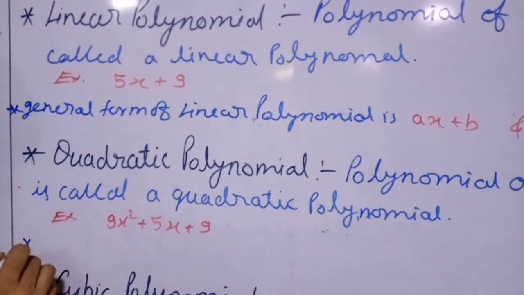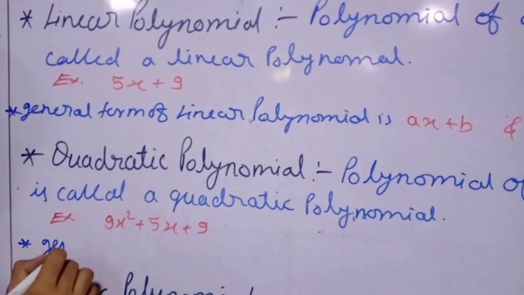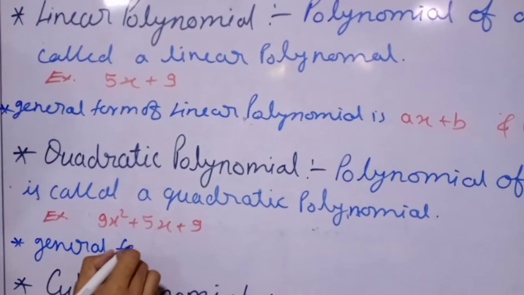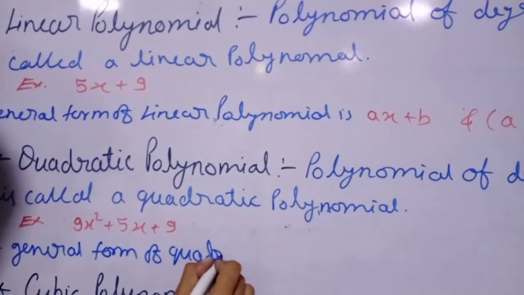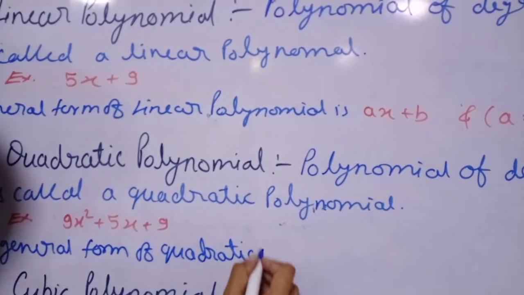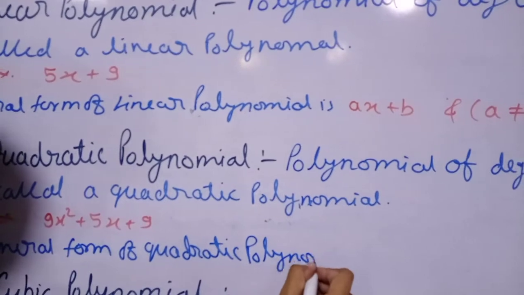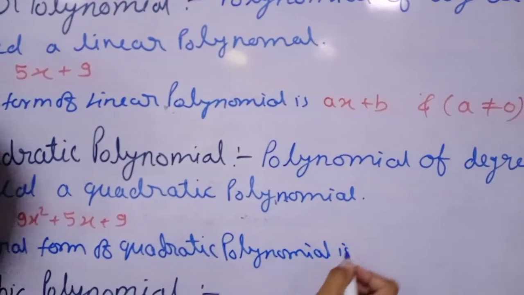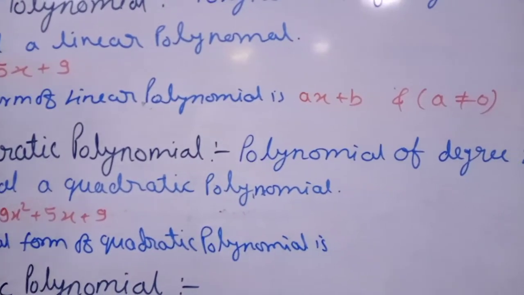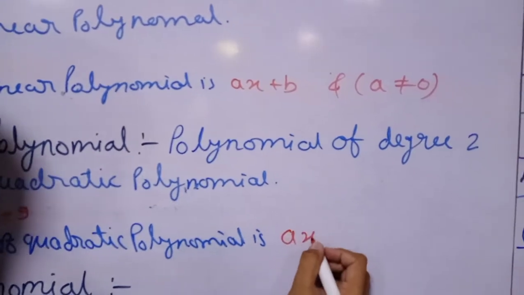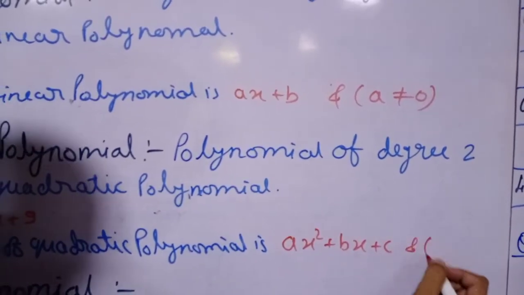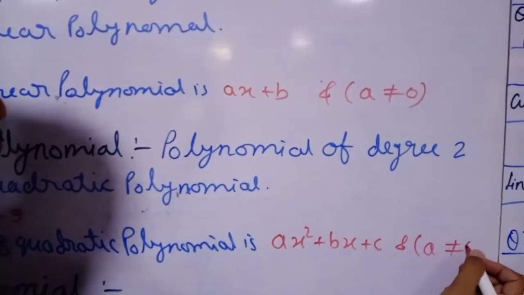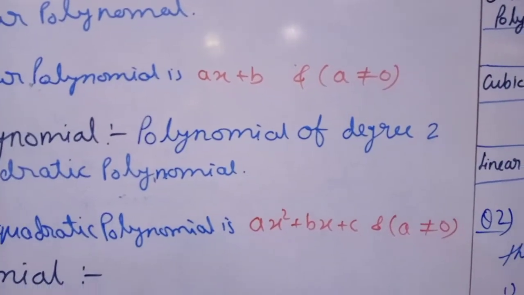And the next concept, that is the general form of a quadratic polynomial, that is like ax square plus bx plus c, and here also a is not equal to 0.